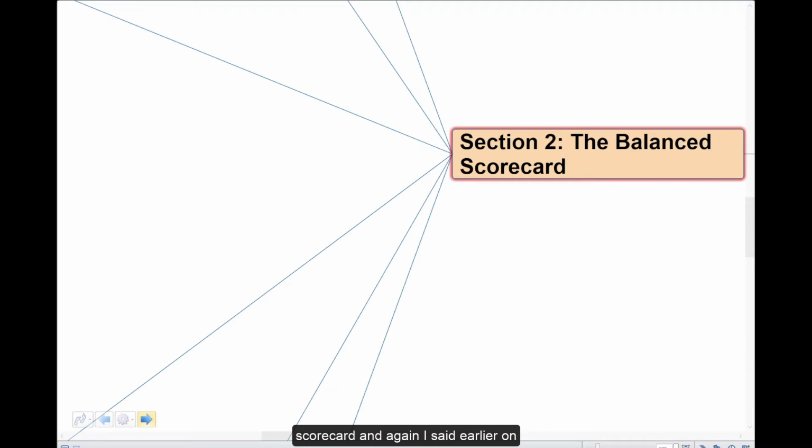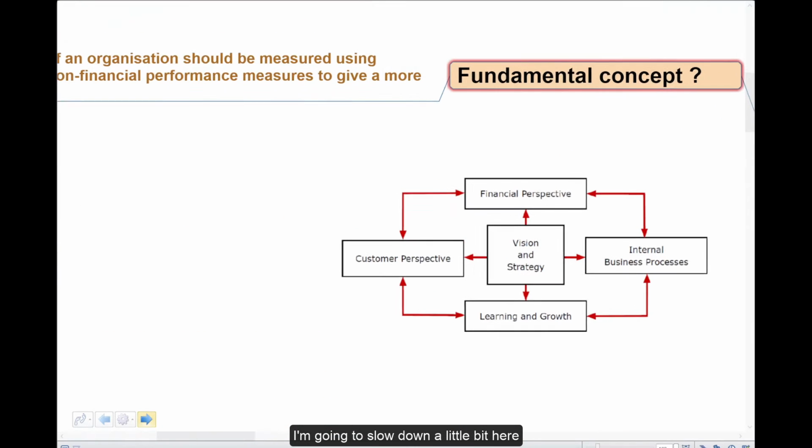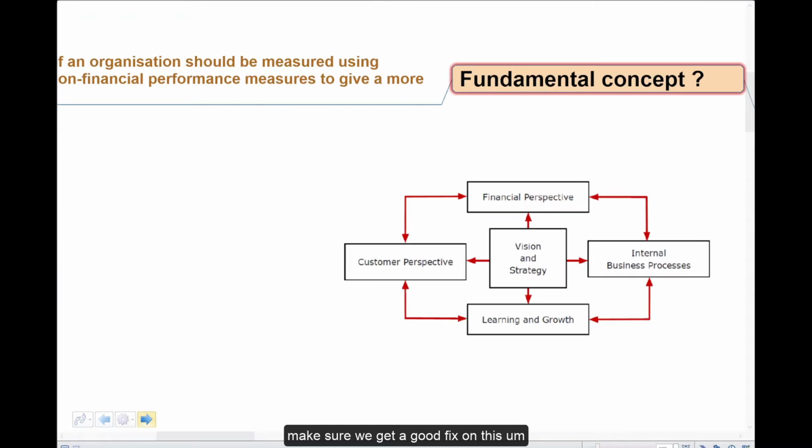Okay. Moving from there, the balanced scorecard. And again, I said earlier on about referencing other areas. This balanced scorecard is going to come up in other subjects. Absolutely. It is an examiner's favorite topic, not just in MA, in other areas. This is important. So I'm going to slow down a little bit here, make sure we get a good fix on this. What do we mean by the balanced scorecard?